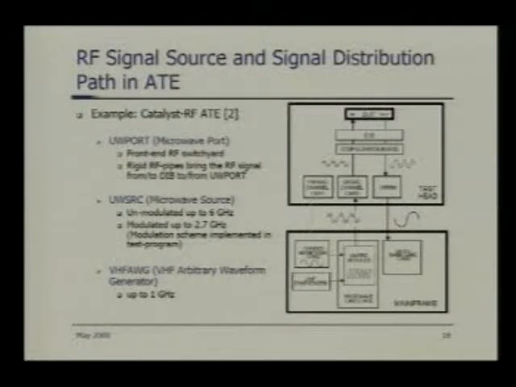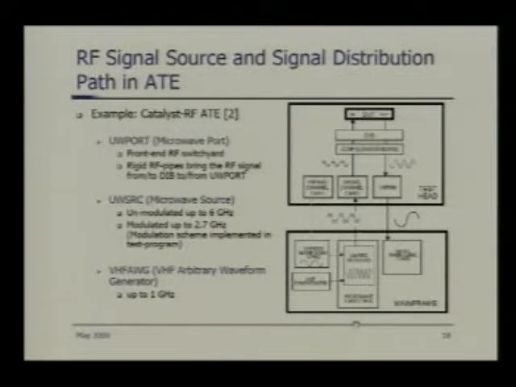Similarly, to apply the test stimulus, we must have a signal generator built in within the mainframe. Again, let us not get bogged down with the microwave port, microwave source, VHF, AWG, and all these names. These are basically various instrumentation names that are present within the mainframe. The basic idea is that the test equipment within the mainframe should have the capability of taking a baseband signal and frequency up converting it to RF frequency.